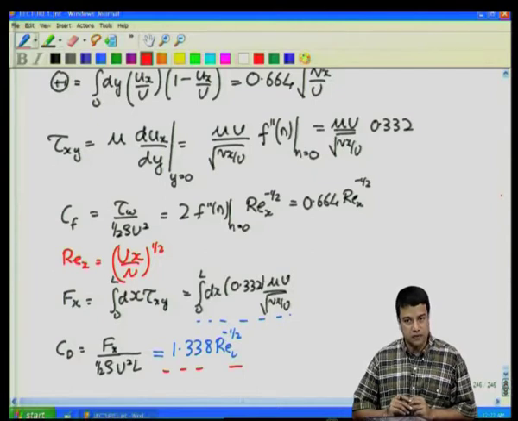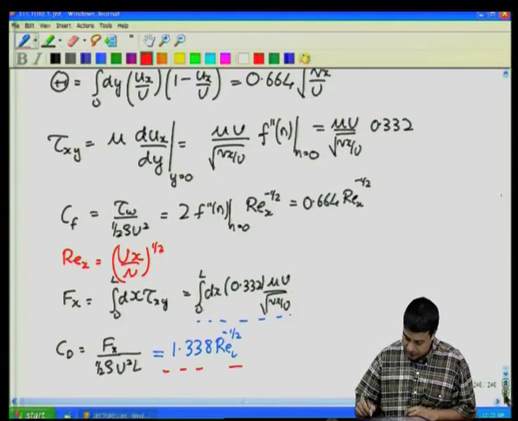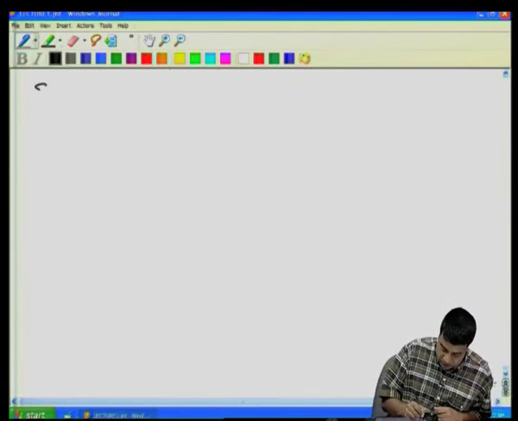So, this is a simple configuration where we solve the boundary layer equations. However, the equations themselves are more general, they can be used for any configuration. So, we will look at one other configuration for which we can get an exact solution, and that is what is called a stagnation point flow.